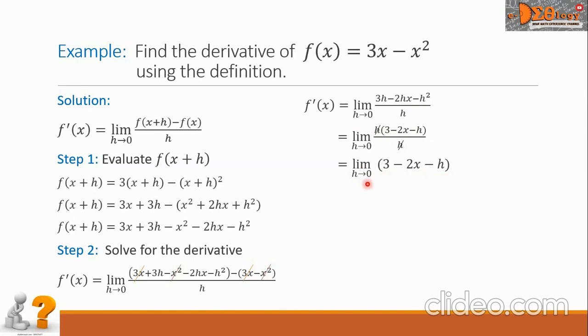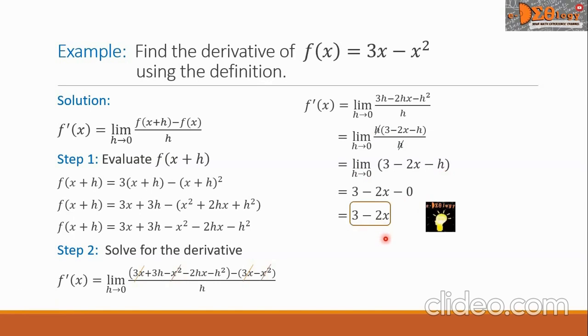Let us now simplify this limit by substituting 0 to that value of h. So we have 3 minus 2x minus 0. And the final answer is 3 minus 2x. This is the derivative that we are looking for. This is the final answer.